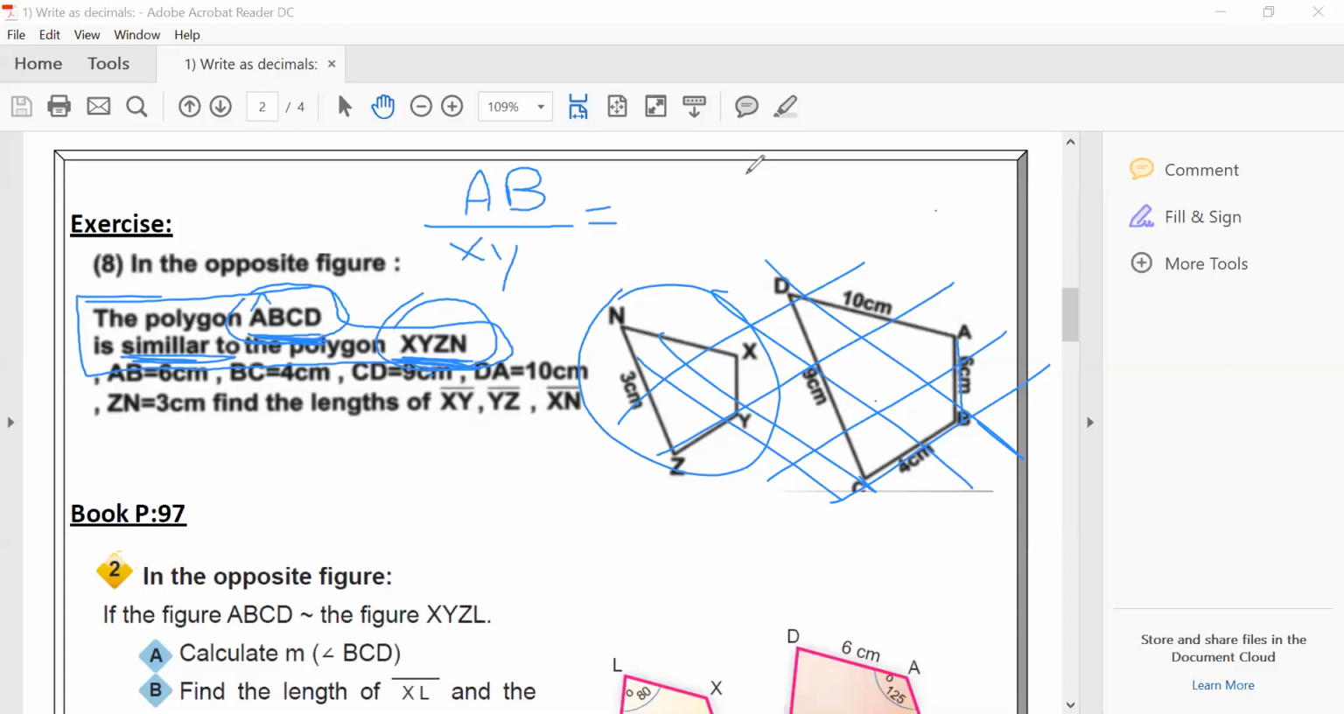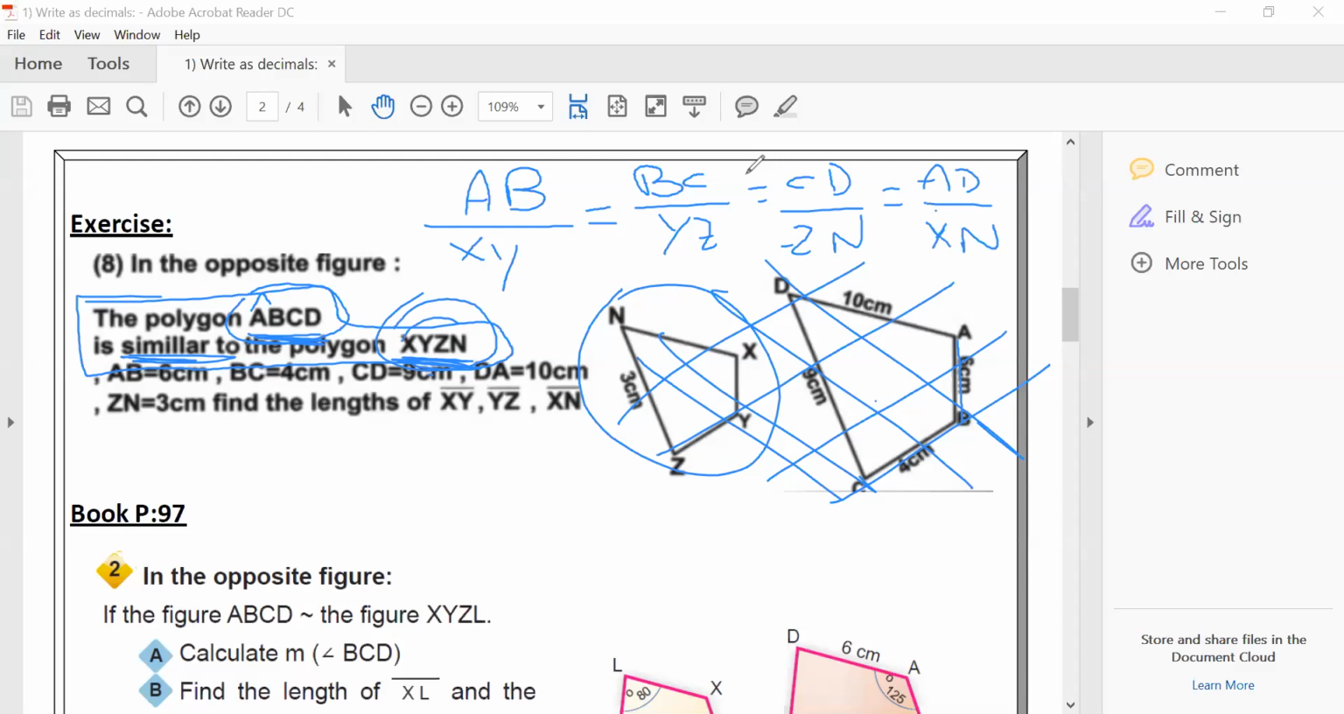We have finished AB. What's next? BC over what? YZ. What next? Move with order, Mariam, please. Okay, sorry. You are looking at the drawing. CD over ZN. And the last one, AD over XN.